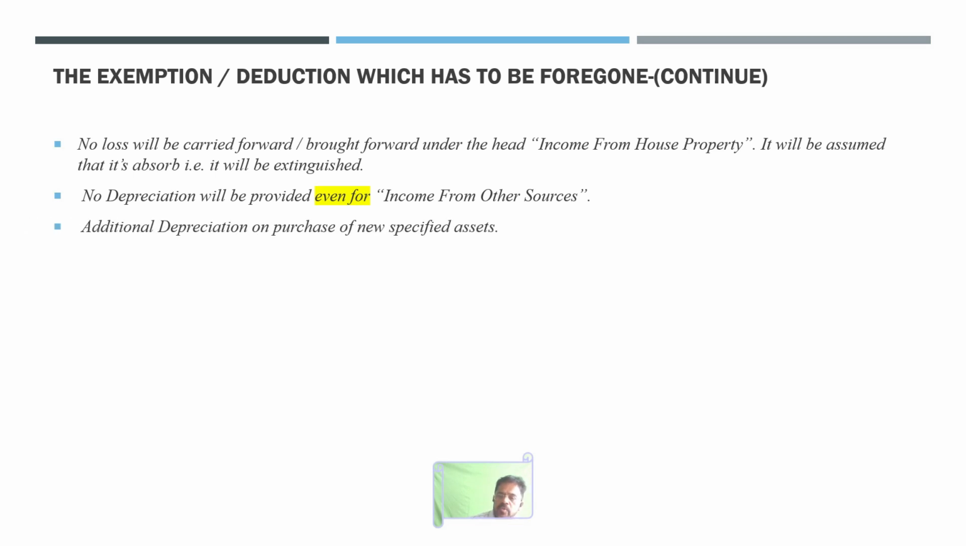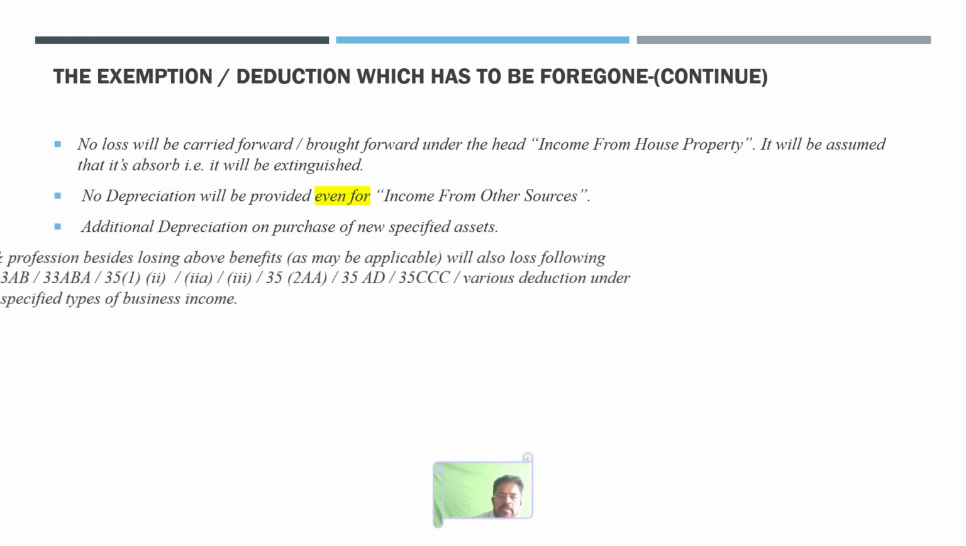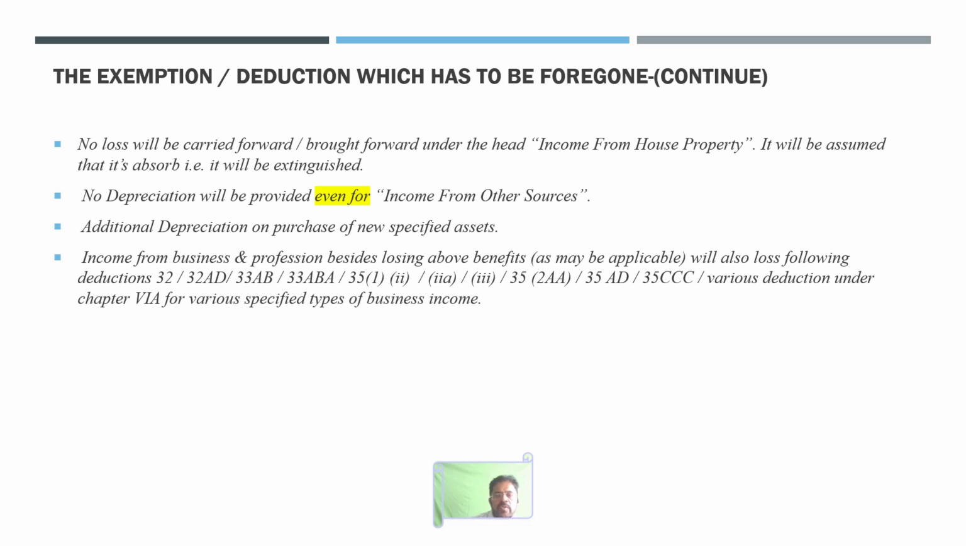Then additional depreciation also you cannot claim whenever you go for an expansion in your business and purchase new specified assets. Then income from business and profession will lose a number of other benefits, like 32, 32AD, 33AB and a number of other such benefits which are available under the existing scheme. Besides this, there are a number of deductions under Chapter 6A available to a businessman whenever he establishes certain businesses under certain circumstances, in certain places. All that deduction also has to be foregone. So also the benefit for newly established SEZ units will have to be foregone by the businessman.